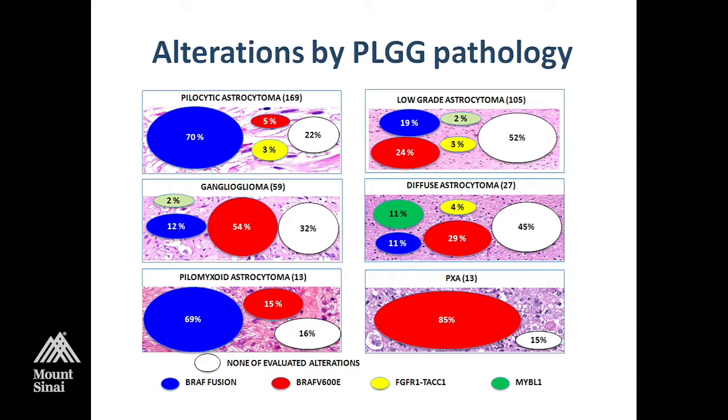If we look by pathology, we see again there are some interesting associations, but I think highlighting the fact that these are not disease defining. So if you have something that histologically looks like a pilocytic astrocytoma, then there's a 70% chance it's going to have a BRAF fusion and only about a 5% chance it's going to have the mutation. Whereas if we jump to something like a PXA, here 85% of our cases had a BRAF mutation, and similarly over 50% of our cases that were called ganglioglioma had a BRAF mutation.